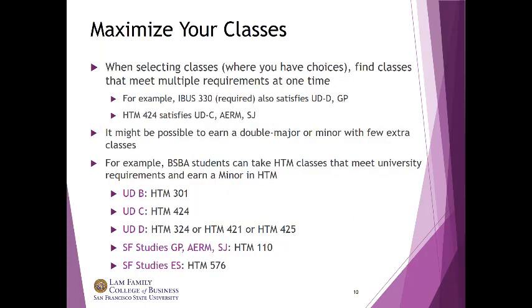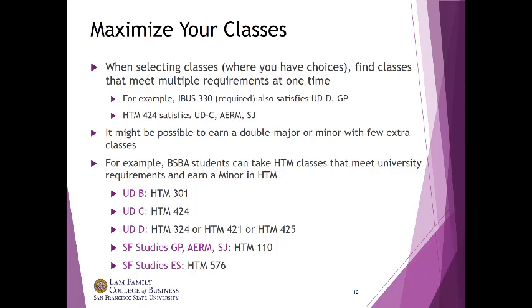Some general tips as you set about putting together your course plan for your time with us. If you have options, try to find classes that meet several requirements at once. For example, your required IBIS 330 also satisfies UDD and the Global Perspectives SF State Studies. HTM 424 meets 3 requirements: UDC, plus American Ethnic and Racial Minorities, and Social Justice.